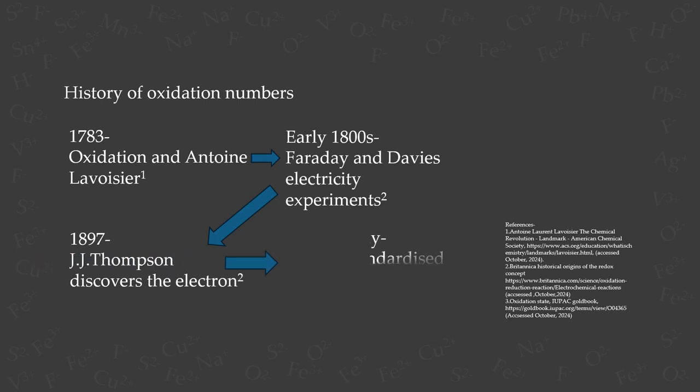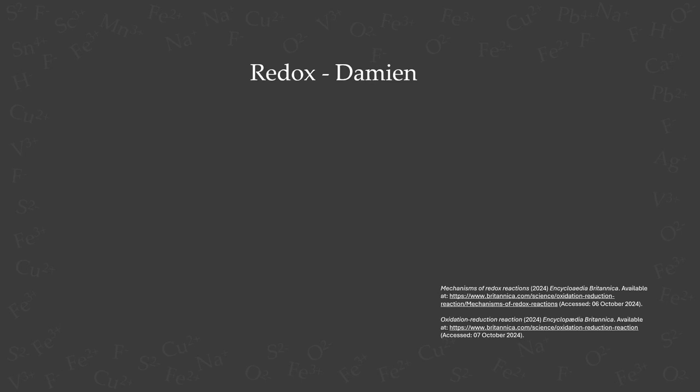Which leads us to the modern day IUPAC standard definition: an oxidation number gives the degree of oxidation of an atom in terms of counting electrons. The higher the oxidation number of a given atom, the greater its degree of oxidation. The word redox comes from the mechanism of the reaction, in which one metal ion is reduced, whilst the other metal ion is oxidized.